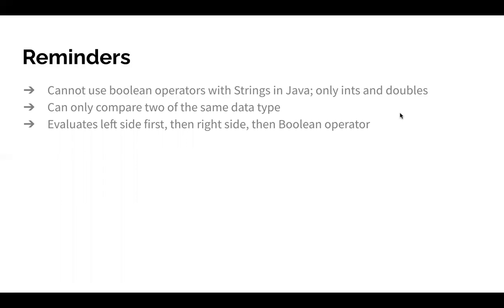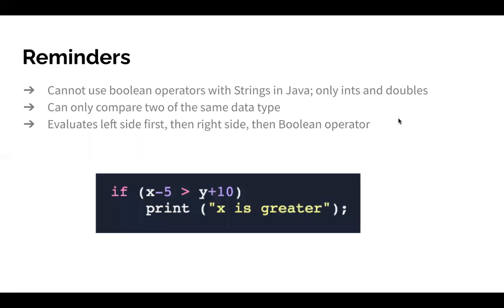It evaluates the left side first, then the right side, then the Boolean operators. So if you have an expression on each side, it'll evaluate the expressions separately and then evaluate the Boolean operator as well. So in this example, first we'll evaluate x minus 5, whatever x value we have. It'll evaluate that left half of your parentheses. Then it'll evaluate the right half, whatever y value we have, plus 10. Then it'll decide which one is greater, and then of course, we know that our if statement will execute if it's true, and if not, it'll move on to the next sequence in the program.